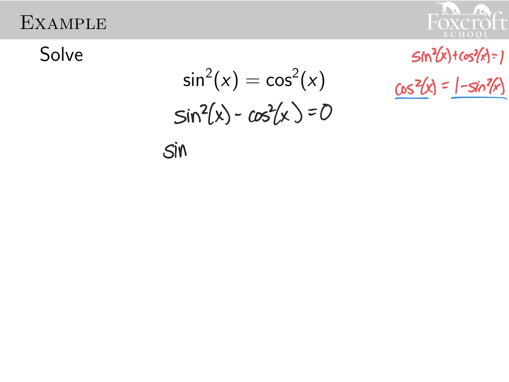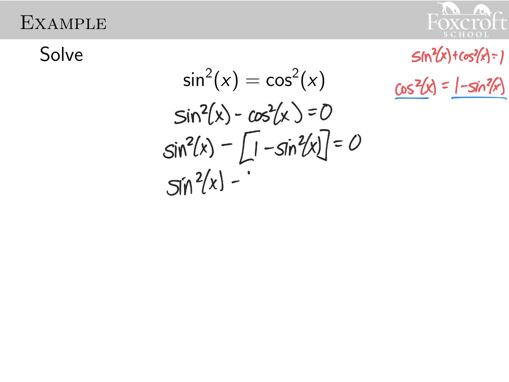Sine squared x minus, and whenever I'm plugging something in, I have to use parentheses because that negative is going to distribute. Minus 1 plus sine squared of x. And that's sines combined, 2 sine squared of x minus 1 equals 0.